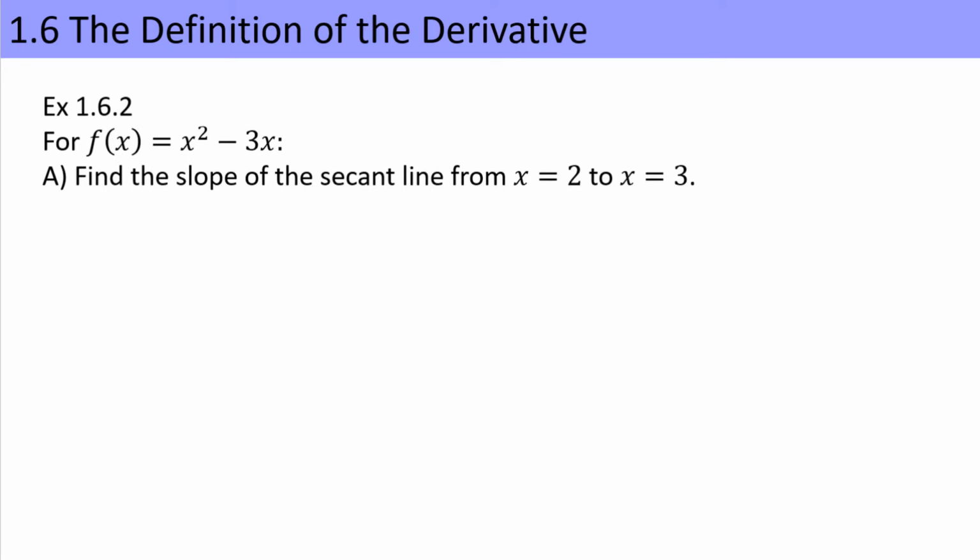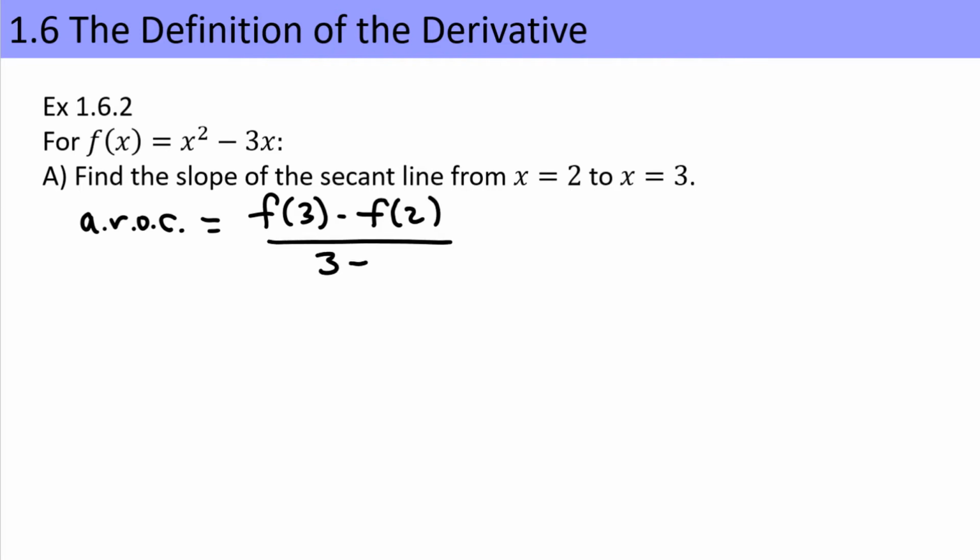Example 1.6.2. For the function f(x) = x² − 3x, part a. Find the slope of the secant line from x = 2 to x = 3. To find the slope of the secant line, we find the average rate of change, and so we would find the function evaluated at 3 minus the function evaluated at 2 divided by 3 minus 2. These were the points given.